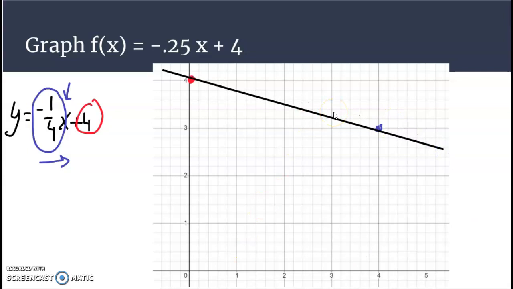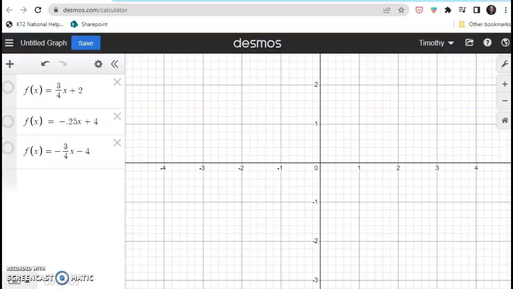And there we go. Graphing functions, just like graphing lines, it's just the notation. F of x can be substituted with a y. Now if we need to, we can graph these on Desmos. Here I have them all plugged in.